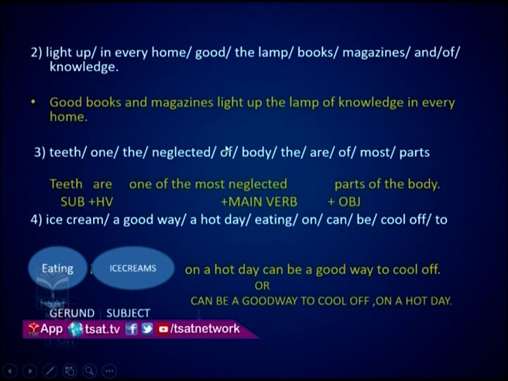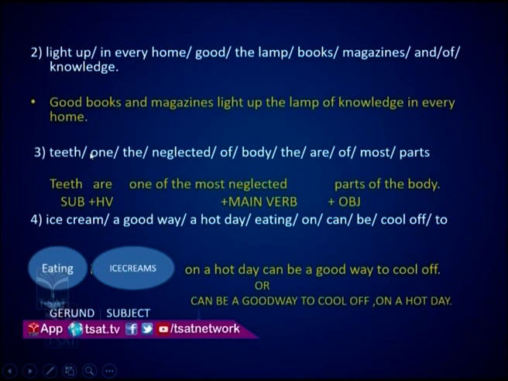So, first, whenever two or more nouns are there, more than one noun, you have to go for the smaller one. Let us see. Teeth. After teeth, what should come? Helping verb. Search for helping verb. Is there any helping verb? Yes, are is the helping verb. Teeth are what? What are teeth? Which word can be most suitable here?